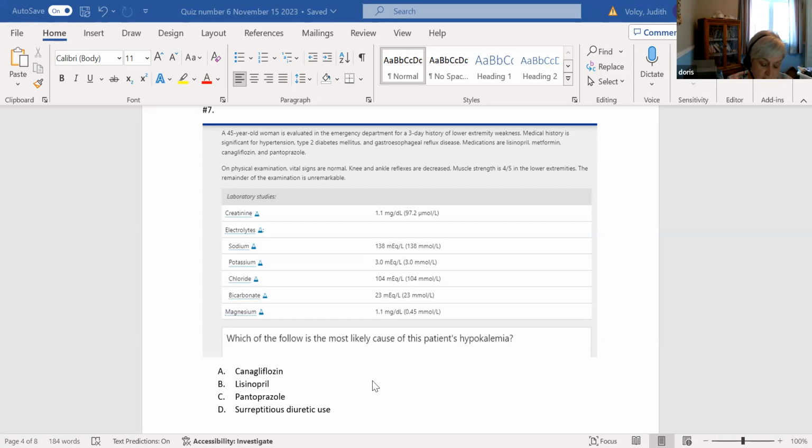What was this colon thing you mentioned? C. diff colitis. Yeah, there was possibly another one.